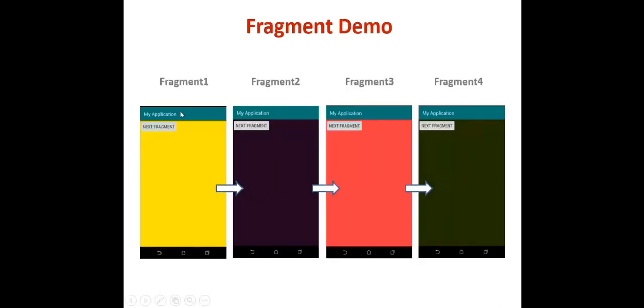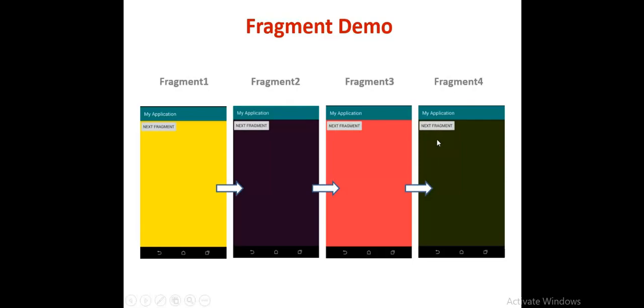We will implement the fragment demo, a simple fragment demo. As we see here, fragment 1 is hosted by the activity. In this fragment we have a button. When clicking this button, fragment 1 will be replaced by fragment 2, as we see here. And when clicking the button located in fragment 2, the next fragment will be called, fragment 3, and this fragment 3 also has a button. When clicking this button, fragment 3 will be replaced by fragment 4.